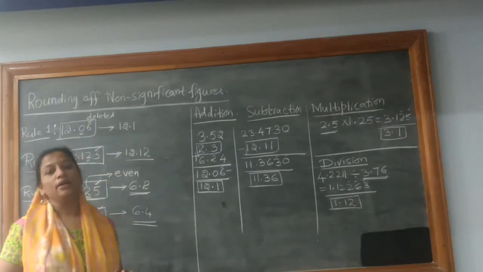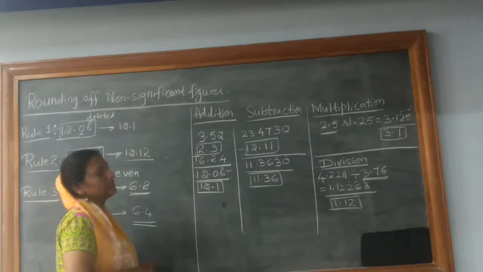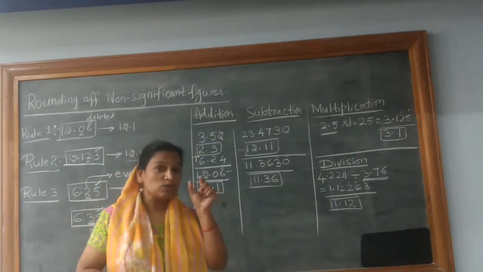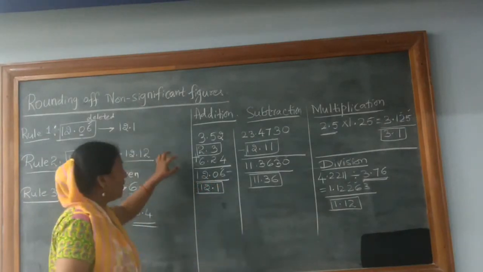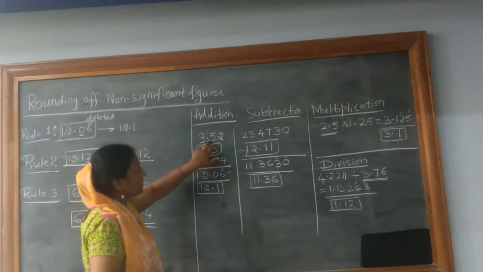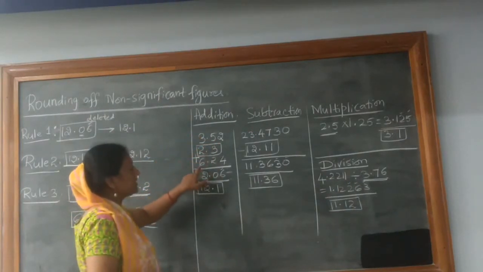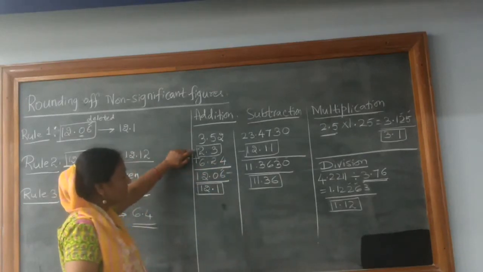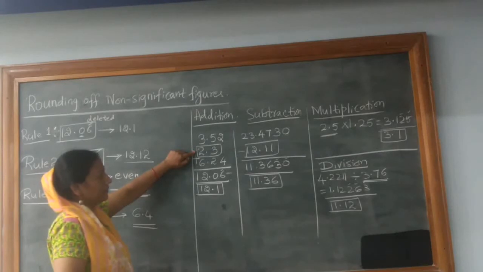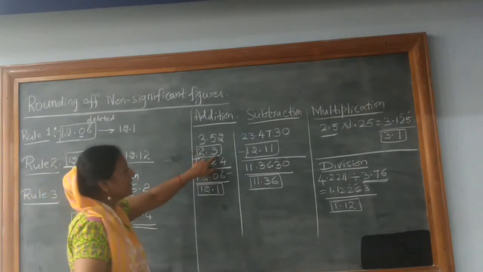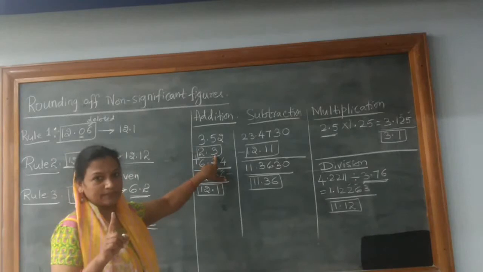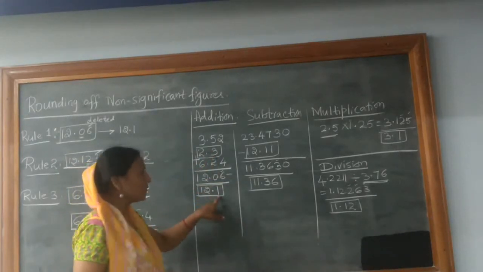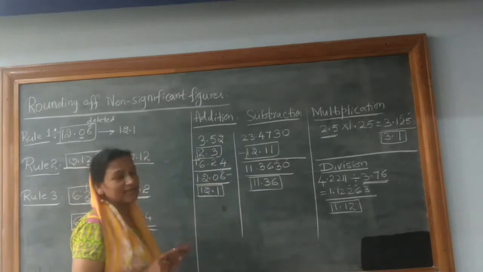Now in case of 12.06, there are 4 digits totally. And remember, whenever you are writing the final answer, it should have as many digits as are present in the smallest value given. Of the 3.52, there are 3 digits, 2.3 has only 2 digits, 6.24 has 3 digits. So the value having the least number of digits is 2.3. Right? That is, after the decimal there is only one place. So your final answer to be reported must also contain only one place after the decimal.